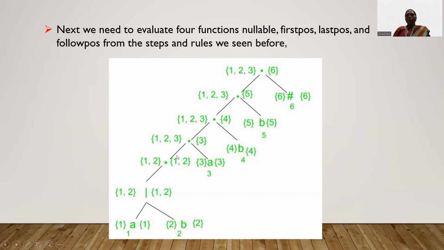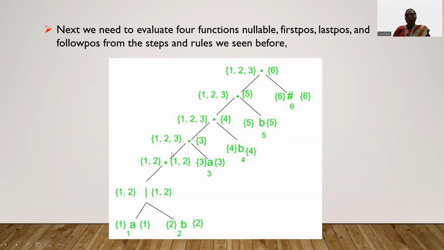For this dot operator, its clean closure is nullable. Whereas for this dot operator, its left subtree is not nullable. Right, your last pose will be the right child number, that is 4. So similarly, we find for this, and similarly, we will find for this dot operator.